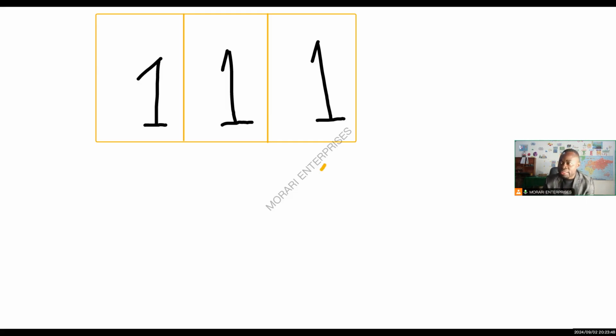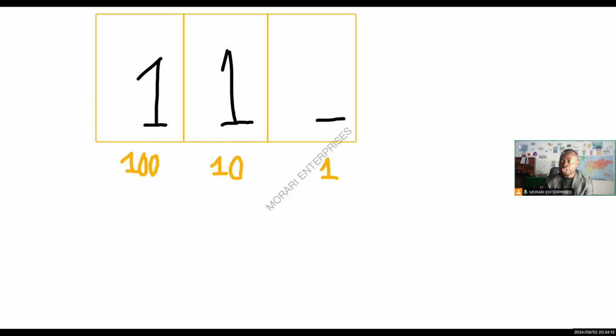So the arrangement is that this 1 here just means 1 at this place. And this 1 here means 10, but there is 1 of them. And this 1 here means 100, and there is 1 of them, right? So this 1 tells us how many hundreds we have. This 1 tells us how many tens we have. And this 1 tells us how many ones we have.